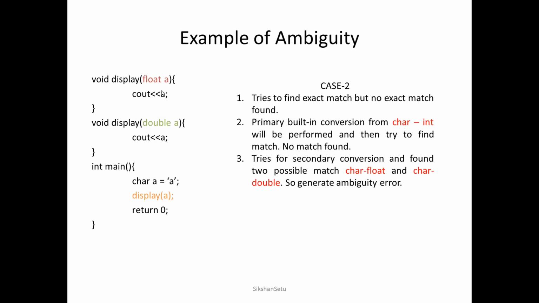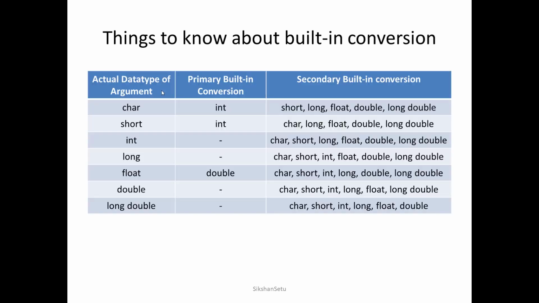Now when can this type of error be generated? For that we try to understand one concept. First of all, in this table, these particular things are the actual arguments. Like in the previous example, the actual argument is character. Then we need to understand this concept. This is primary built-in conversion. Primary built-in conversion means what? If no exact match for character is found, then the system will try to convert character using primary built-in conversion first. And if this definition isn't found, then it will try to find any of this.